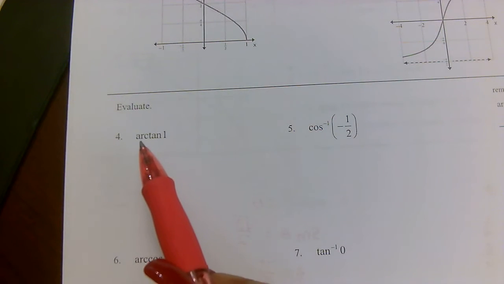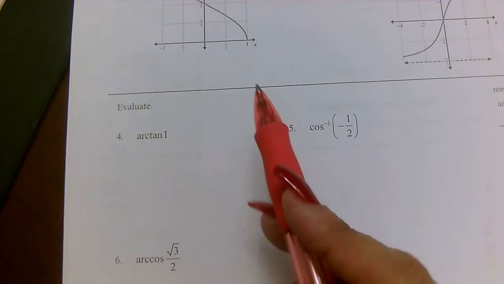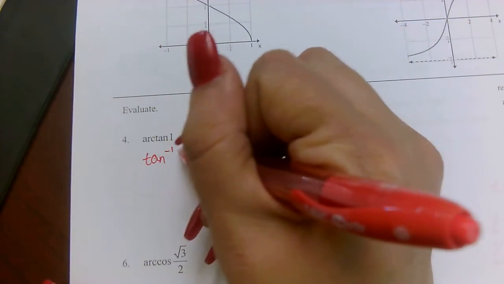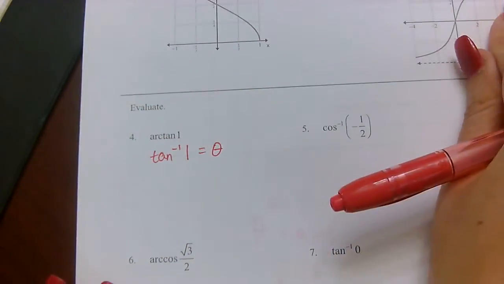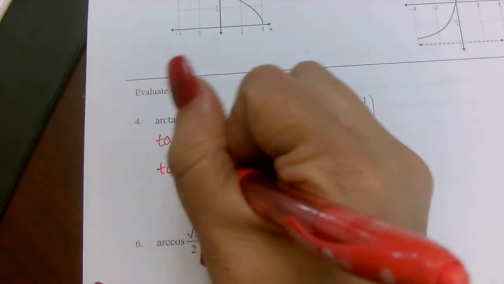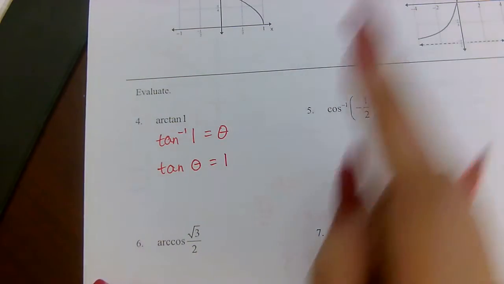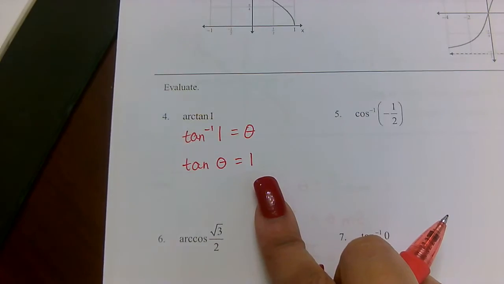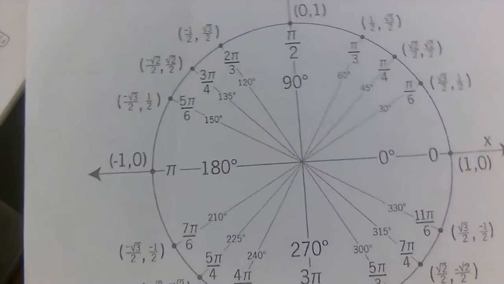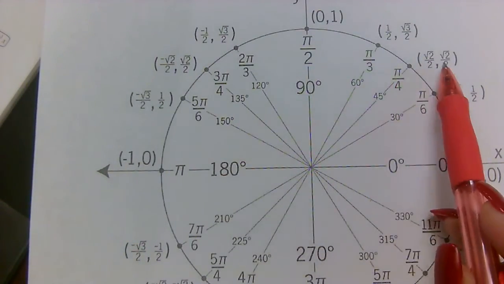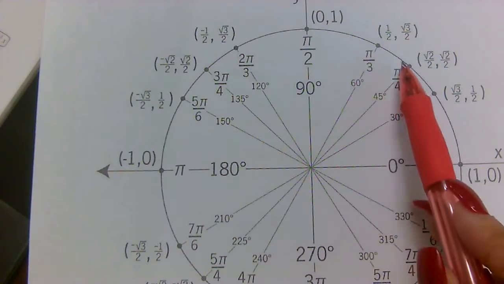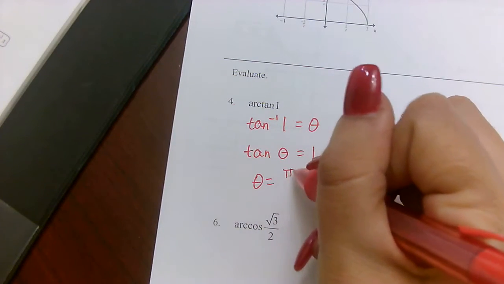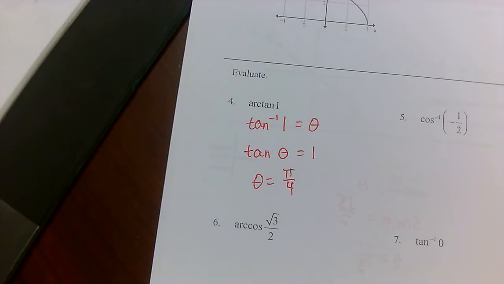For arc tangent 1, again, this is like saying inverse tangent of 1 is equal to theta. In other words, tangent of theta is equal to 1. Since our ratio is positive, we're going to use our unit circle and determine what theta gives me tangent to be positive 1. It's going to be pi over 4. So theta here is equal to pi over 4.